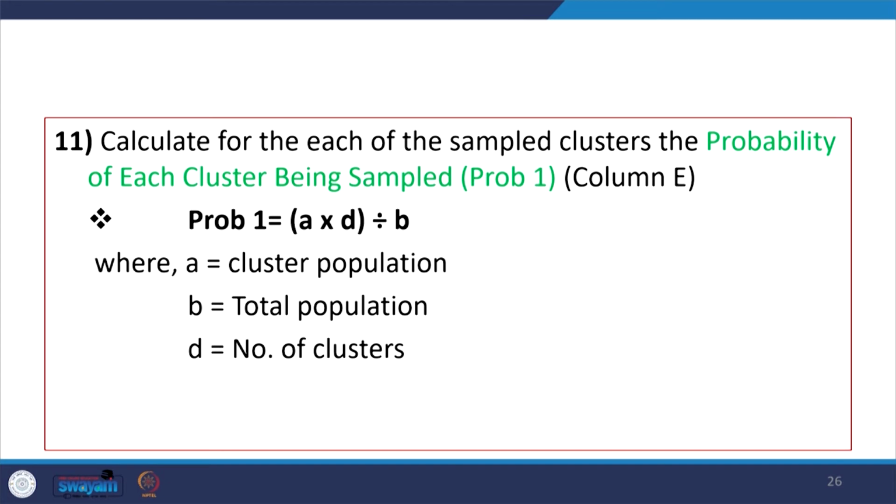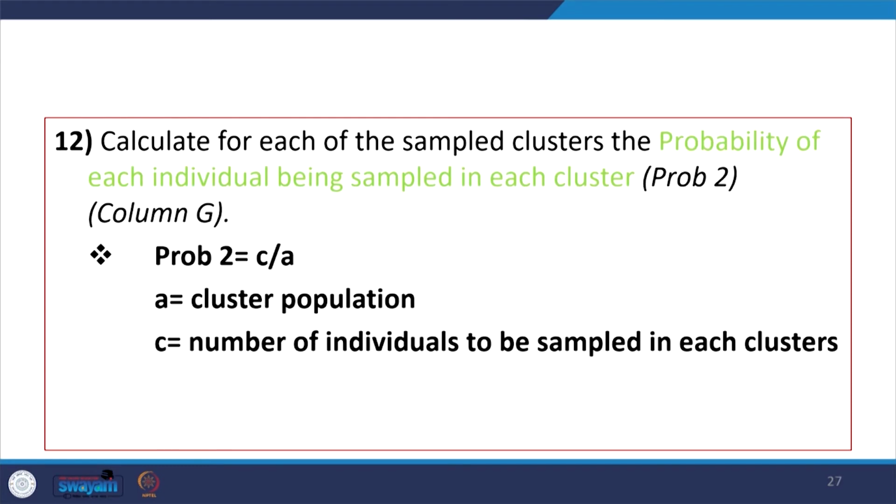So, probability is equal to 1 times D divided by B: A times D, where A is your cluster population, D is your number of clusters, divided by B, the population, is your probability. So, the probability of their inclusion could also be included.